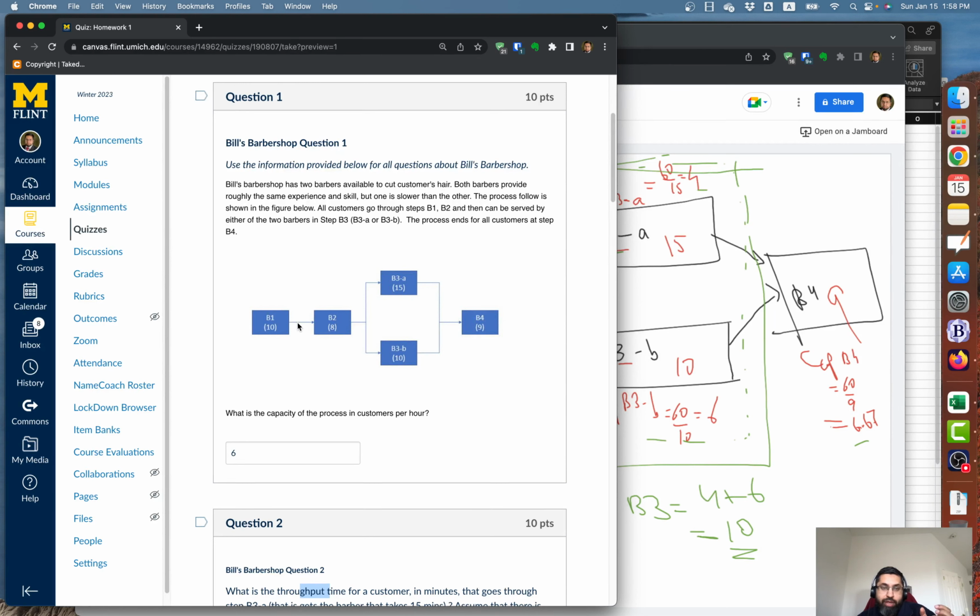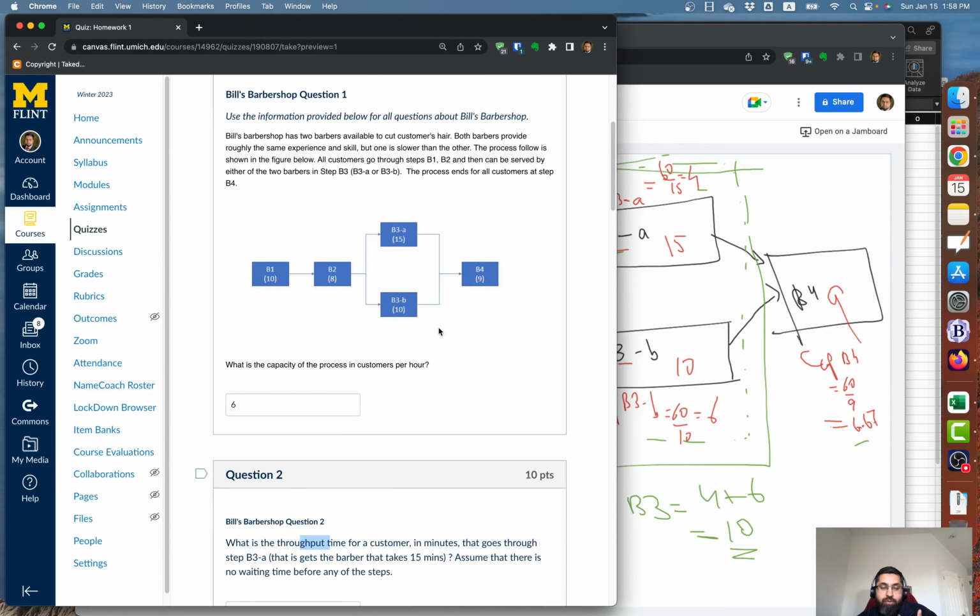Obviously, when the customer is waiting between steps, the stopwatch is still running, and so in real life, you add the waiting times to find the throughput time. But to keep things simple, I'm saying assume there's no waiting between steps. Maybe they entered when the shop was empty or something, and so let's find the throughput time.